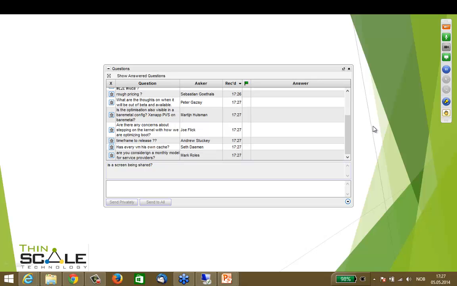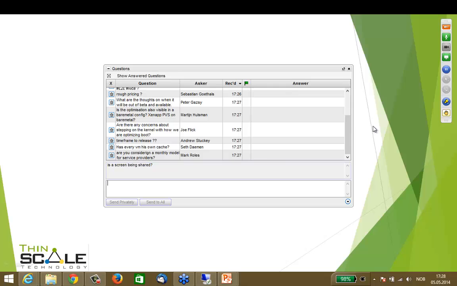Is optimization also visible in a bare metal config, XenApp PVS? Okay, so absolutely. We have a little more testing to do on PVS, but in theory, yes. We're only targeting stateful machines at the moment until we get further down the stateless road. But bare metal, stateless, absolutely, we're going to be targeting that.